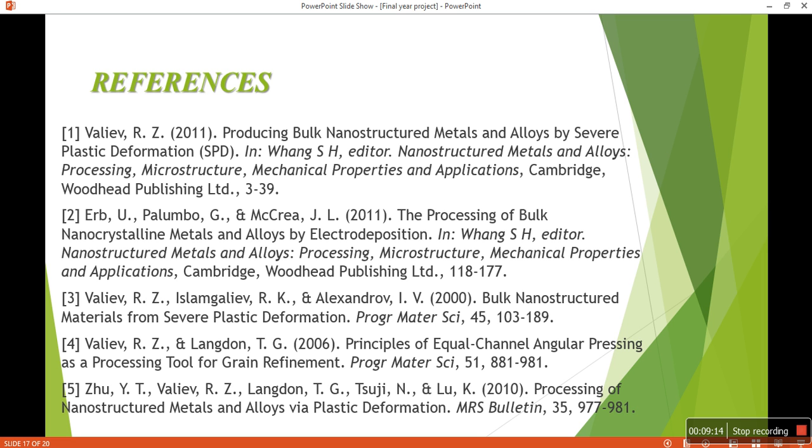This is the reference we have taken from here: producing bulk nanostructured metals and alloys.